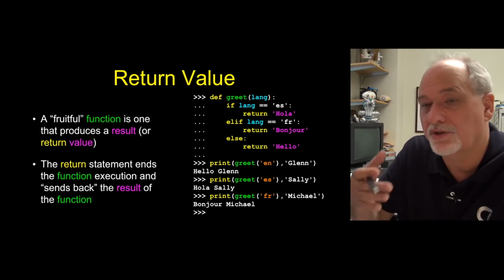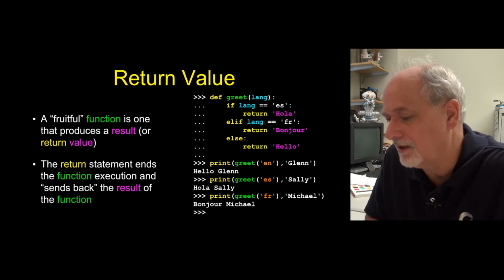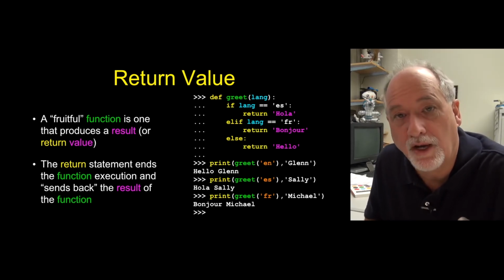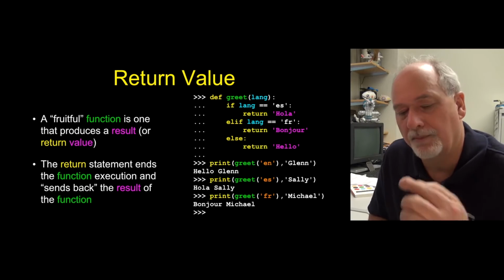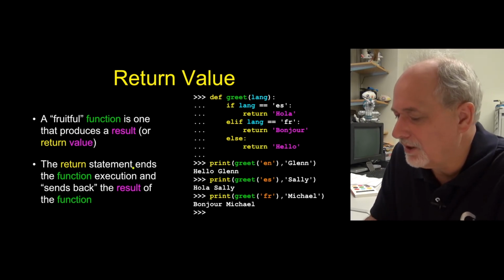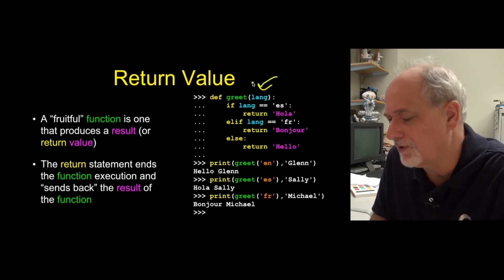It goes to the last line of the function, and it does a return automatically at the last line of the function. So here's a little bit of a rewrite of our little language program. We are going to create a greeting program. We're going to take the language as the first parameter.